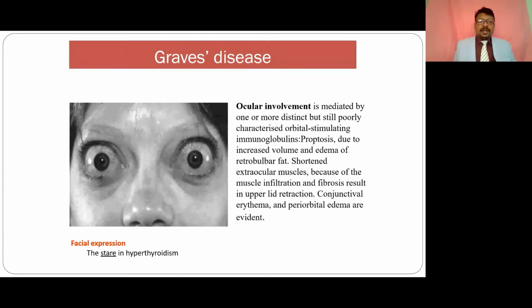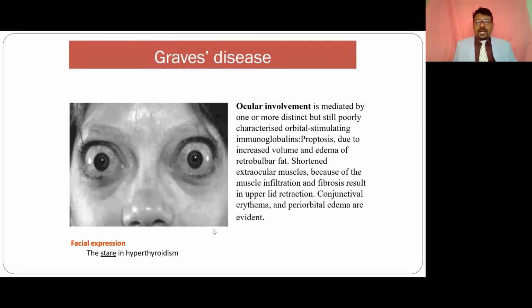Another disease is Graves disease. This is nothing but hyperthyroidism, an increased secretion of the thyroid hormone. It produces expressions like a bulge: the eyeballs are going to be bulged and protruded. This type of facial expression is commonly seen in hyperthyroidism. Ocular involvement is mediated by one or more mechanisms, but is still poorly characterized, involving orbital stimulating immunoglobulins. They get proptosis due to increased volume and edema of retrobulbar fat, so the eyeballs protrude and bulge.